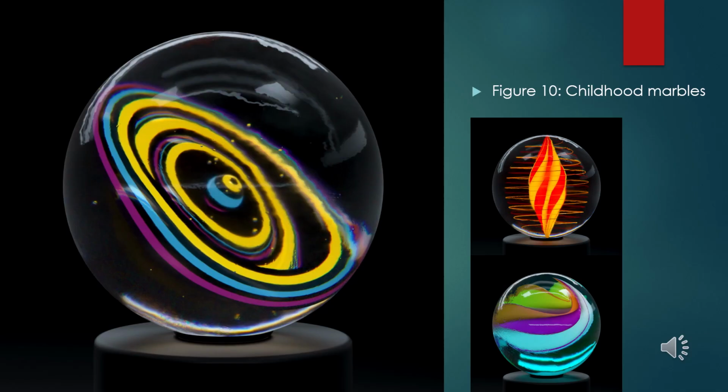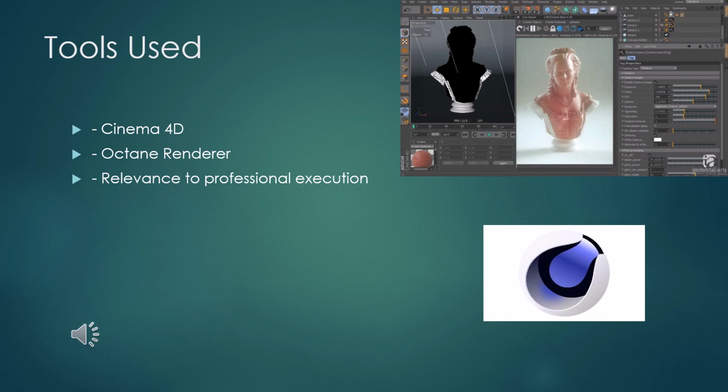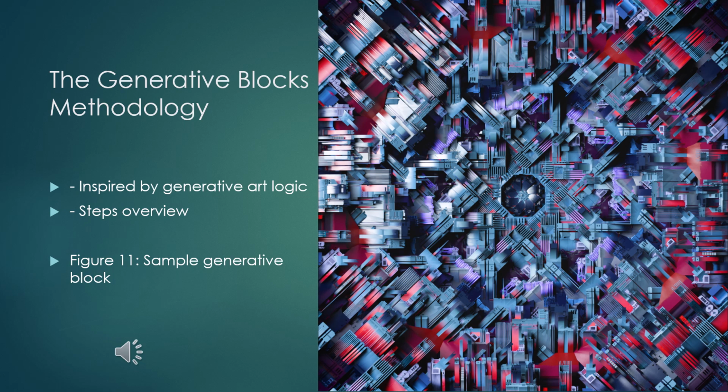Childhood marbles turned into NFT pieces. These tools were the enablers. They brought childhood instincts into high-end rendering environments. Generative art is a creative process where artists use algorithms, rules, or systems to introduce controlled randomness into their work. Rather than designing every detail by hand, the artist builds a framework, using code or procedural tools, that produces variations and patterns. This approach mirrors natural processes.